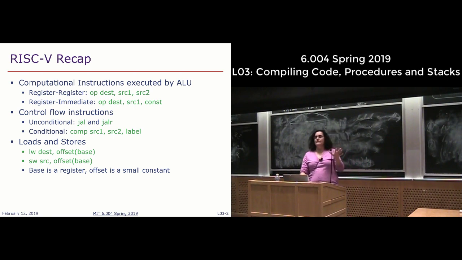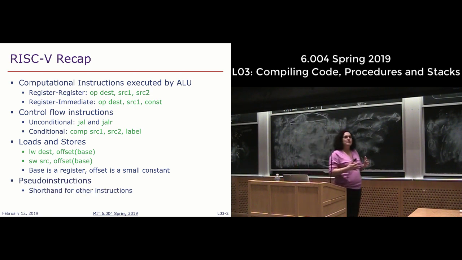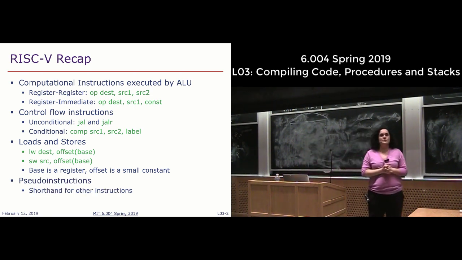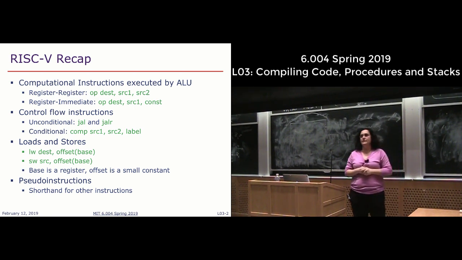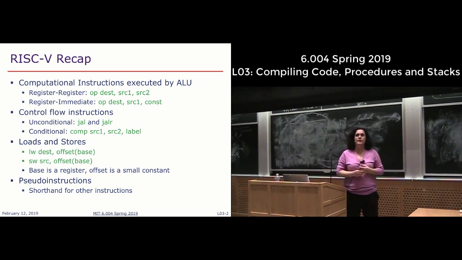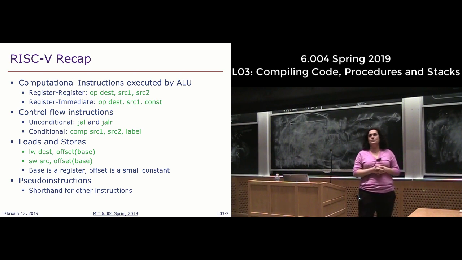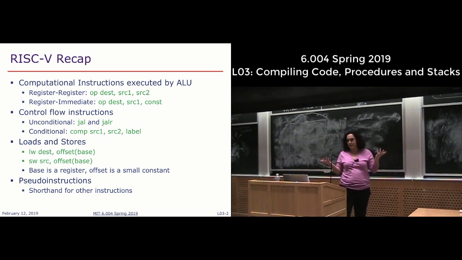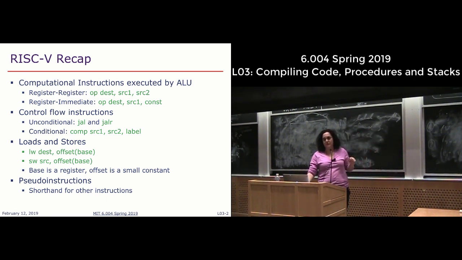Now, in addition to the basic instructions provided by the RISC-V ISA, we also have a whole bunch of pseudo instructions, which are basically just aliases to other instructions, which make it easier for us to write our assembly programs. As far as your assembly programs are concerned, you can treat the pseudo instructions as if they're plain RISC-V instructions that are available to you.